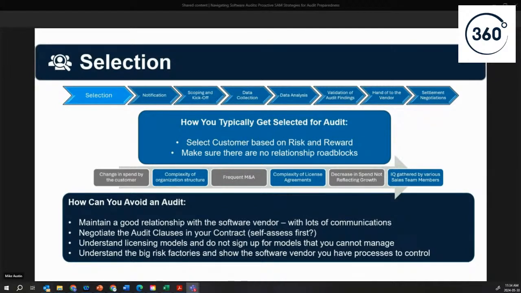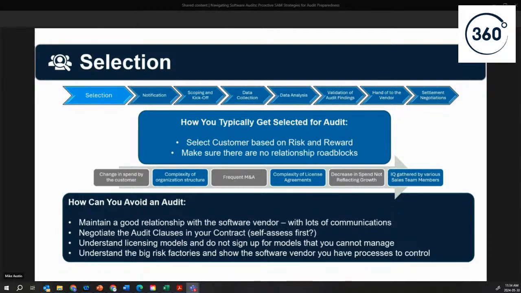How can you avoid it? Maintain a good relationship with them, be open with them with lots of communication. If your spend is changing, make sure that they understand why. Hey guys, unfortunately we got to another product. Hey guys, we had a significant downturn. We've decided not to use maintenance. We're going to run unsupported. We know that's a problem. Here's how we're managing it, right?